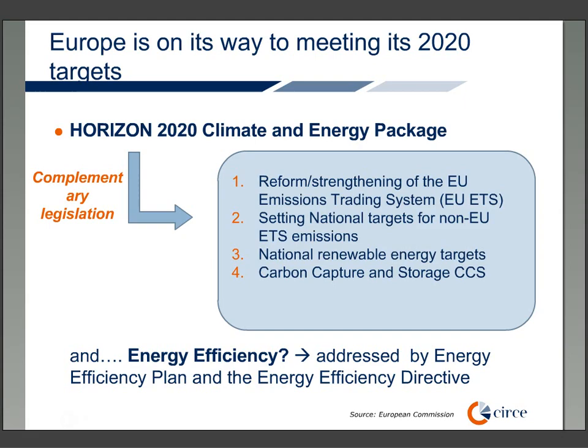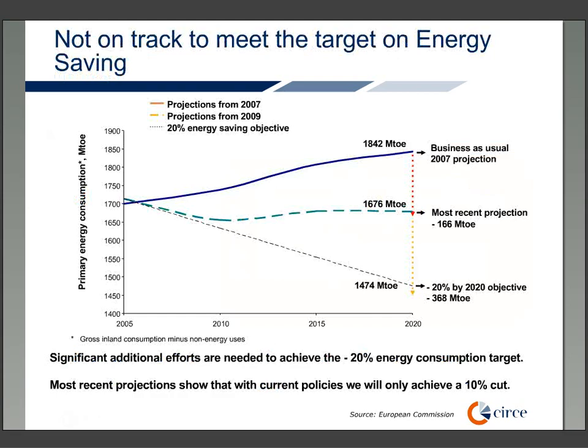Well, as we've seen, in spite of progress done, significant additional efforts are needed to achieve the 20% energy consumption reduction target. Most recent projections show that with current policies, the policies that are currently ongoing, we will only achieve a 10% reduction. The business as usual projection from 2007, from the initial situation, would have taken us to a situation of increasing energy demand of about 10%.